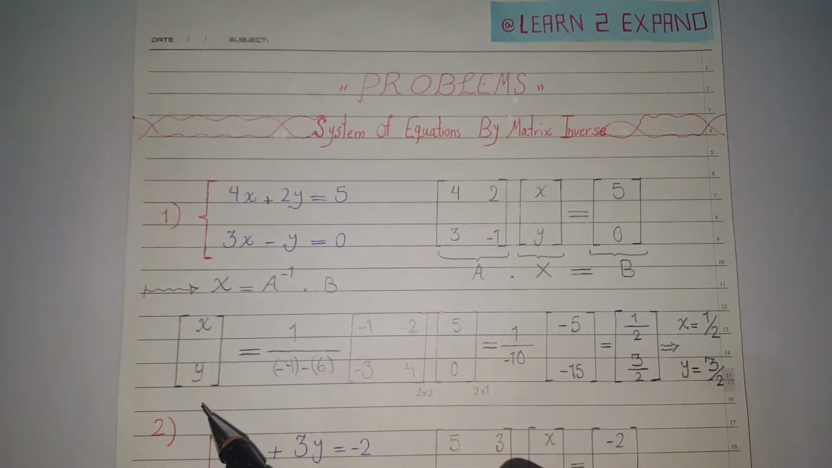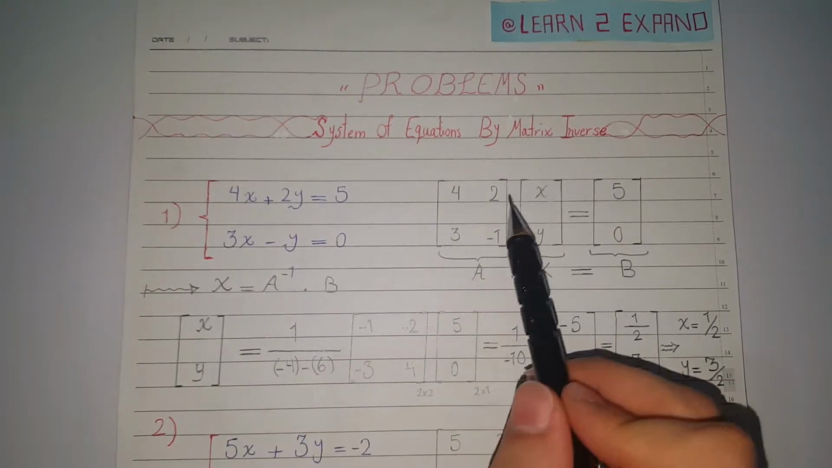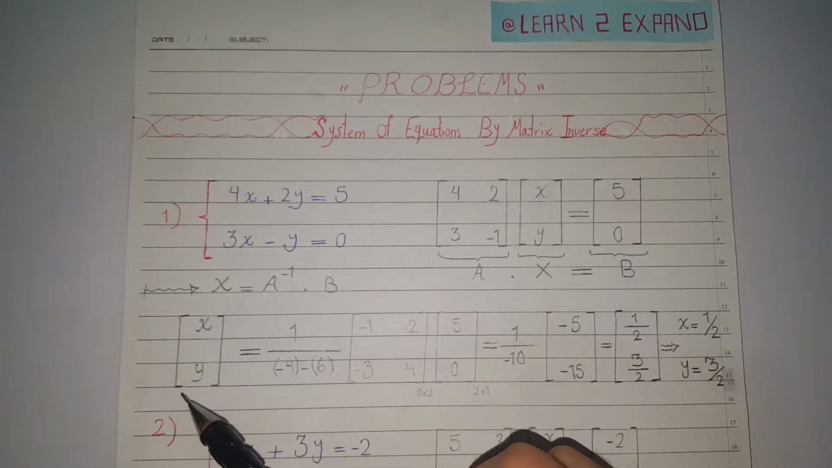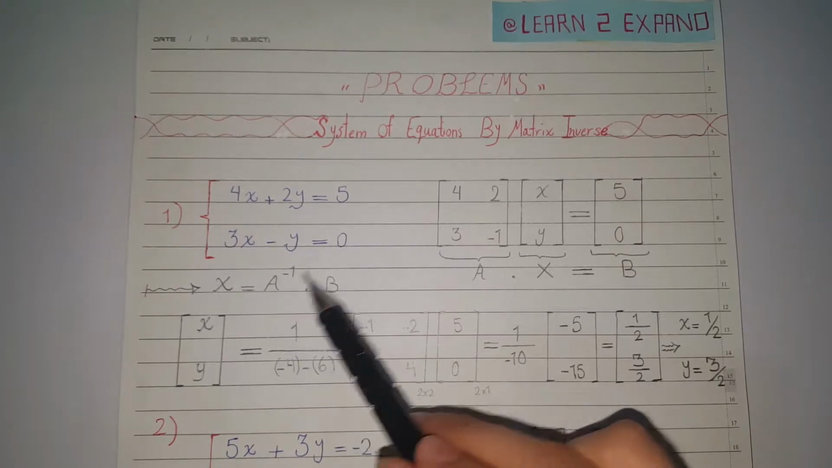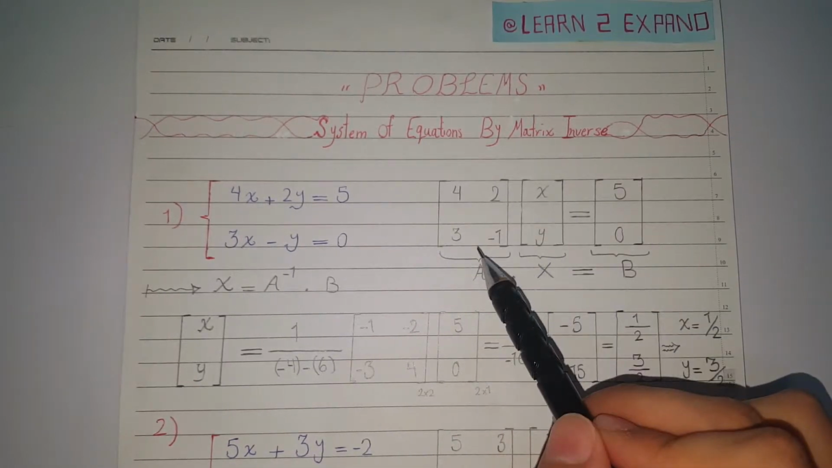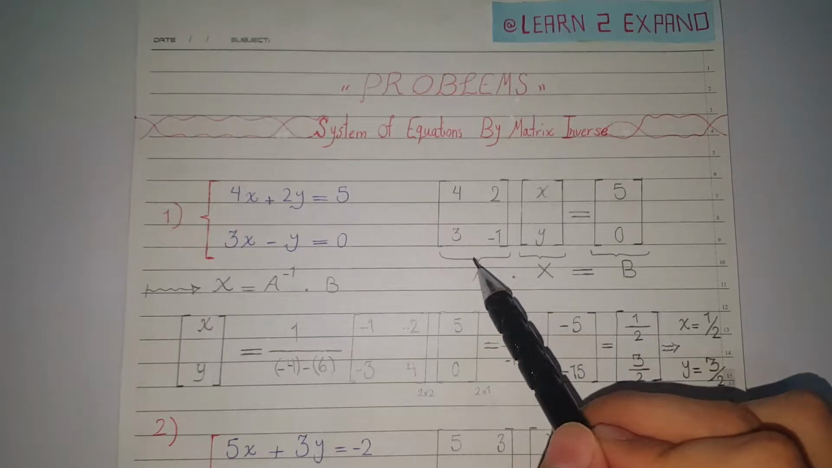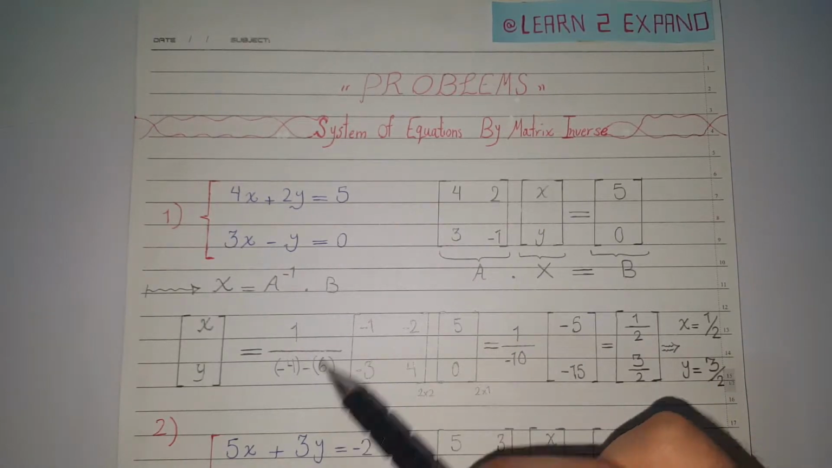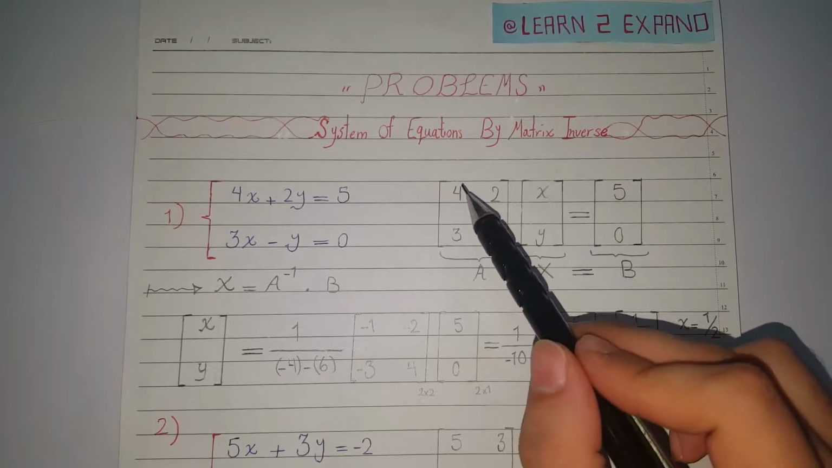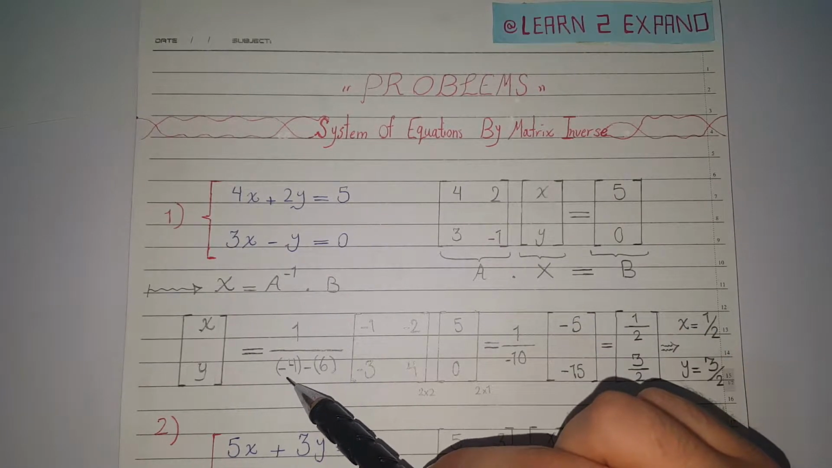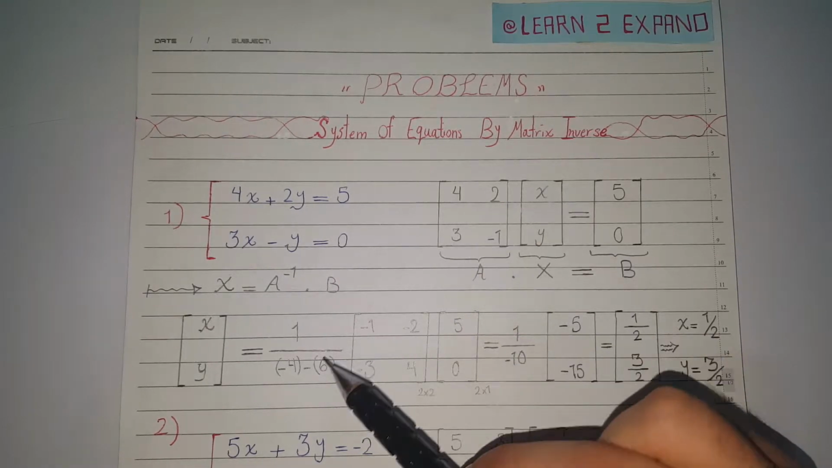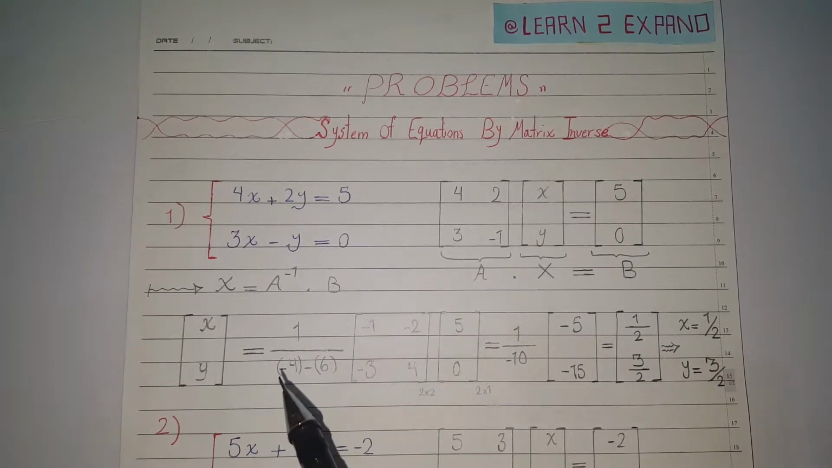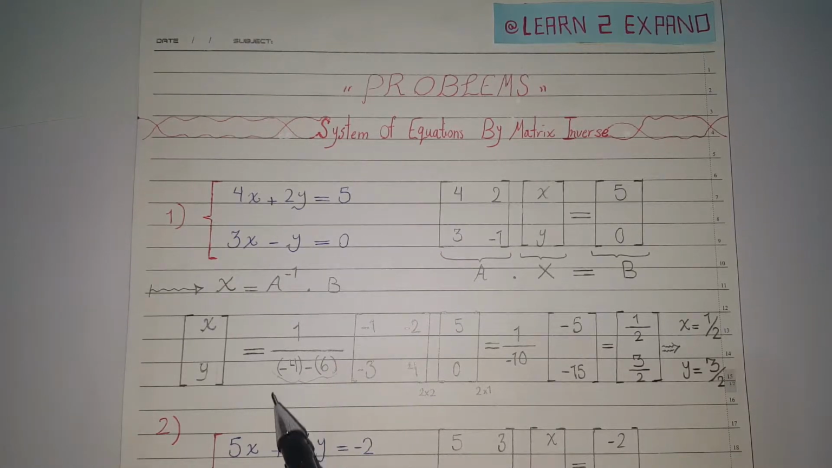From here we have x and y, our vertical matrix of the unknowns, which is going to be equal to A inverse. We're going to find the inverse of this matrix, which is 1 over the determinant: 4 times -1, which is -4, minus 2 times 3, which is 6. -4 minus 6 is -10 overall.